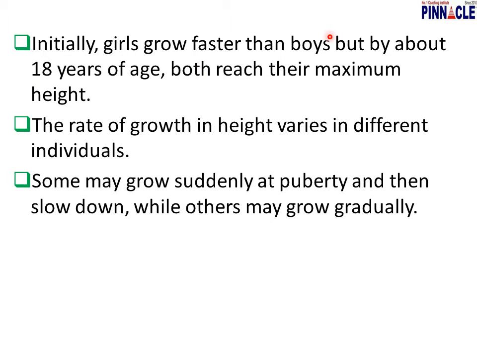Initially girls grow faster than boys, but by about 18 years of age both reach their maximum height. The rate of growth in height varies in different individuals. Some people grow fast at earlier stages, some at later stages, but generally girls grow fast in the earlier stage and boys later on, till at the age of 18 the maximum height is achieved. Some may grow suddenly at puberty and then slow down, while others may grow gradually.